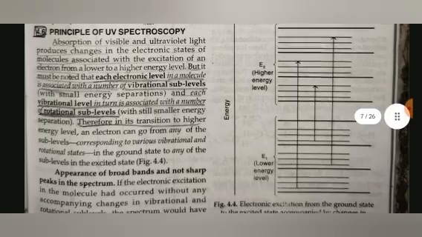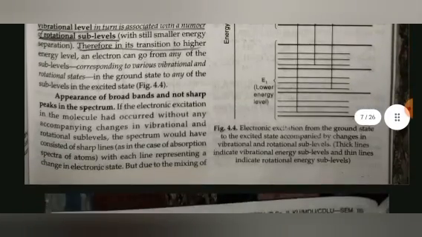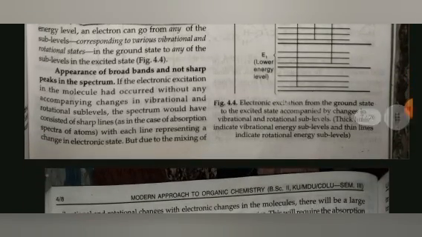For example, in figure 4.4, appearance of broad bands and not sharp peaks in the spectrum. If the electronic excitation in a molecule had occurred without any accompanying change in vibrational and rotational sublevels, the spectrum would have consisted of sharp lines, as in the case of absorption spectra of atoms, with each line representing a change in electronic state.